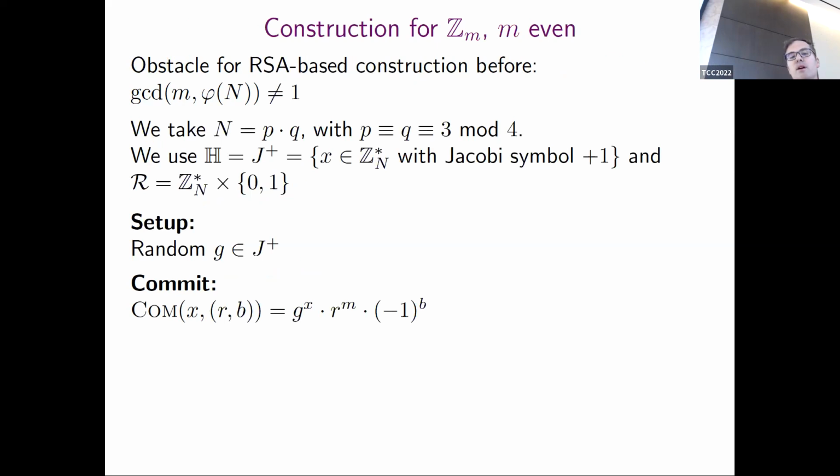Then for M even, we have the problem that M is not co-prime with phi of N. In that case, we have to adapt the construction a bit, and we work over the group of elements with Jacobi symbol 1, and the commitment has to be adapted a bit. So we have to add the element -1 to the B. But this is very similar to the other construction.